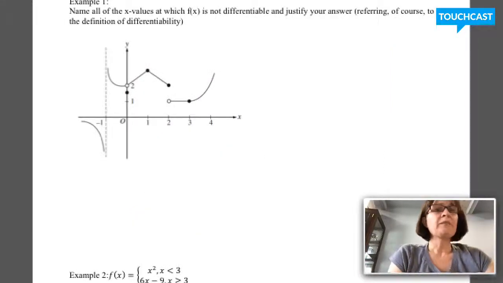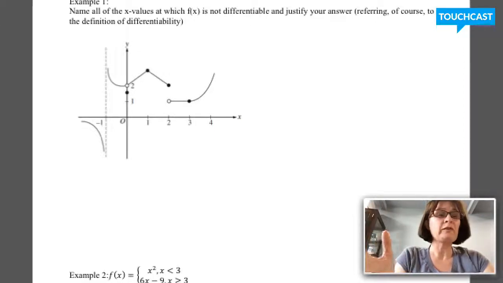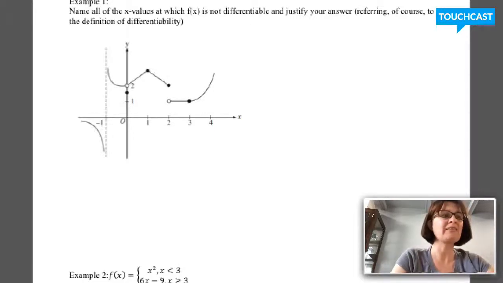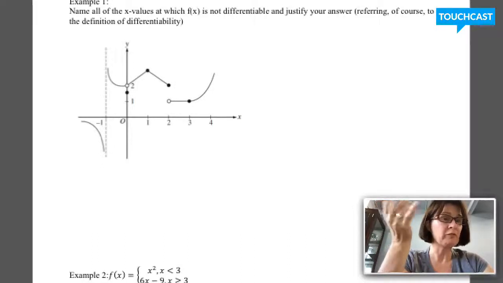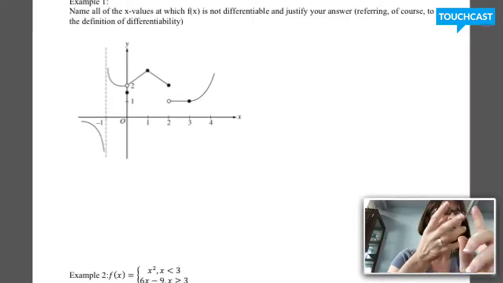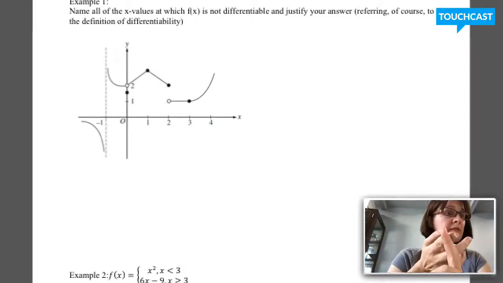So we have two examples here. This picture, probably at least half of you saw on your Chapter 2 test. I've been asked to name all of the x values at which f is not differentiable, and to justify my answer, referring, of course, to the definition of differentiability. So, two things I have to watch out for, just in that informal definition. My function is going to be not differentiable anywhere it's discontinuous, so everywhere I have a discontinuity, and it's going to be any place where it's not smooth, so a corner, a cusp, or a vertical tangent.